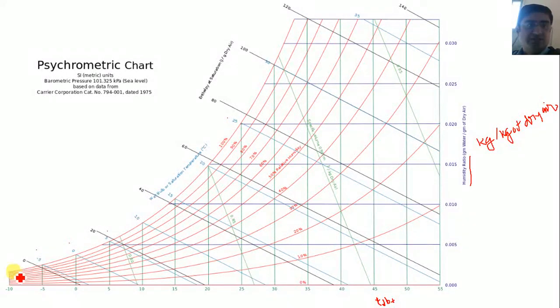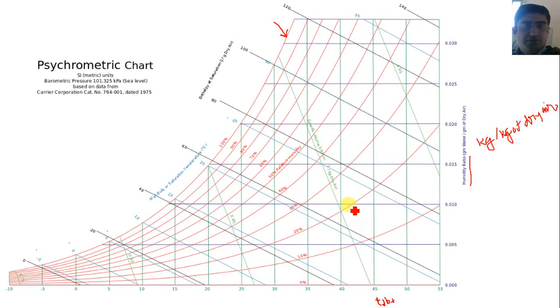This last curve becomes the saturation curve. It means that on this curve the air becomes saturated, that is, its relative humidity is equal to 100%. It means the air has the maximum amount of water vapor in it. So it becomes saturated air.